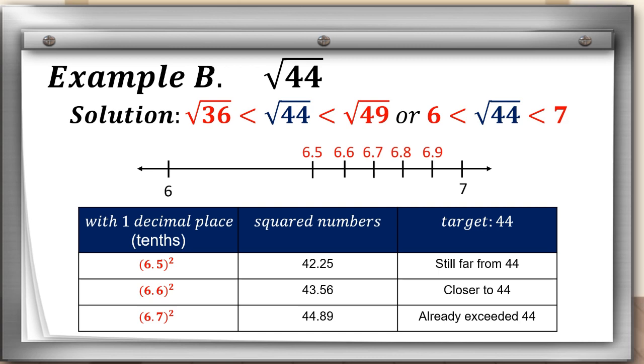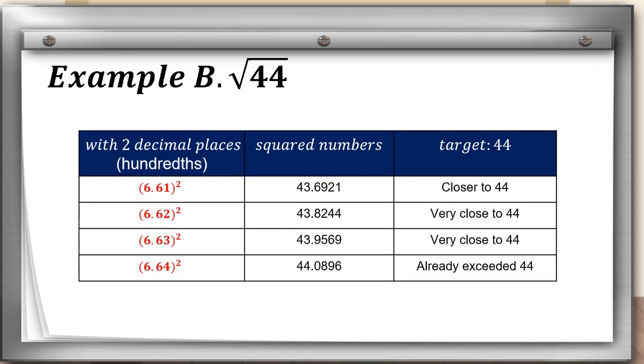Now, pipili tayo between 43.56 and 44.89. Alin ang mas malapit sa 44? Very good! Mas malapit ang 43.56 kaysa sa 44.89. So we will choose 6.6 for further estimation on hundredths place. Let's start with 6.61 squared, which is 43.6921 and closer to 44.